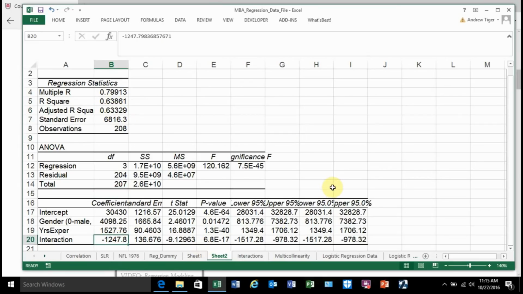Now, how do we model this? What do we do? Let's look at how to do the output. This is my intercept.